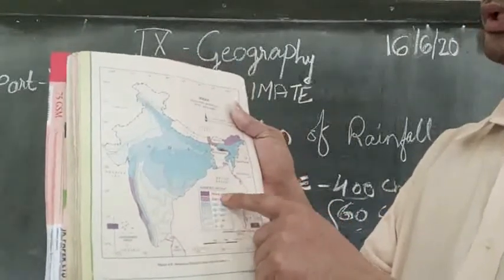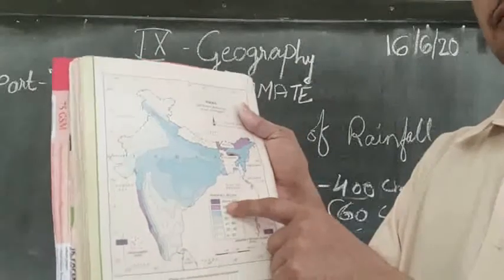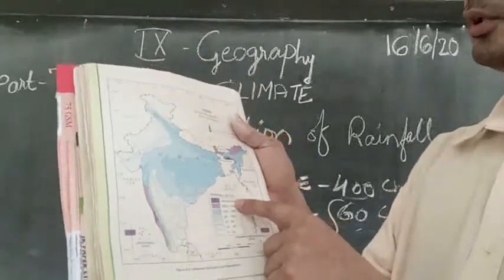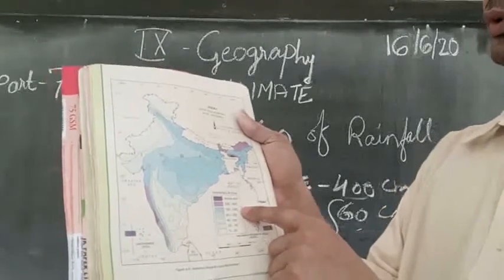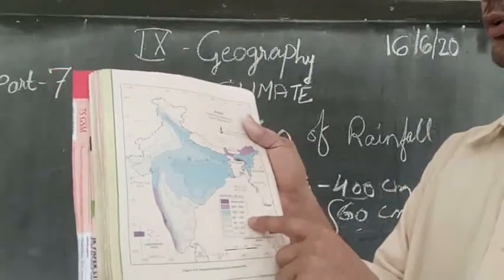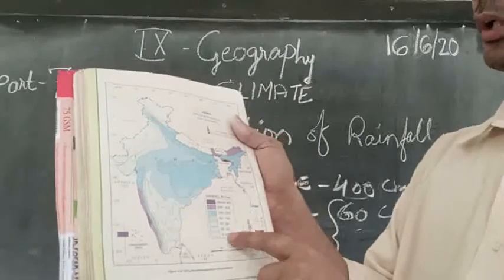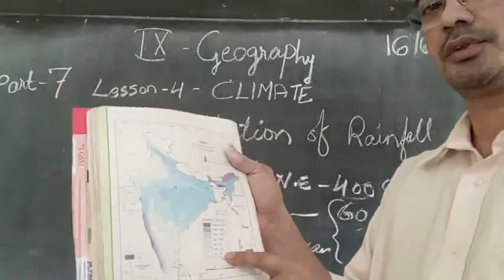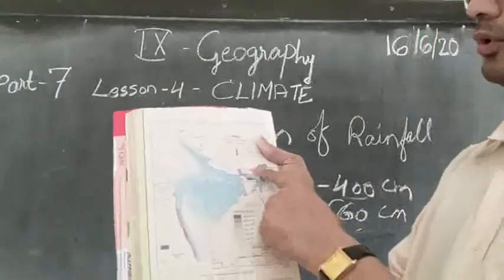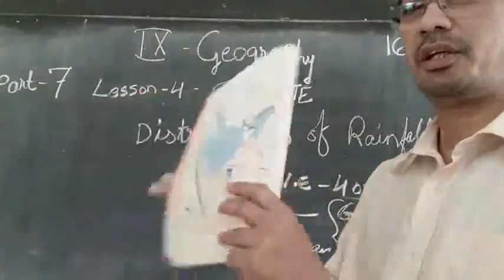The thick brown means the places that are receiving 400 centimeters of rainfall. Other one is 200 to 400. Other one is 100 to 200, 60 to 100, 40 to 60, 20 to 40, and there is below 20 also. So you can see the different colors are given there in the India map.